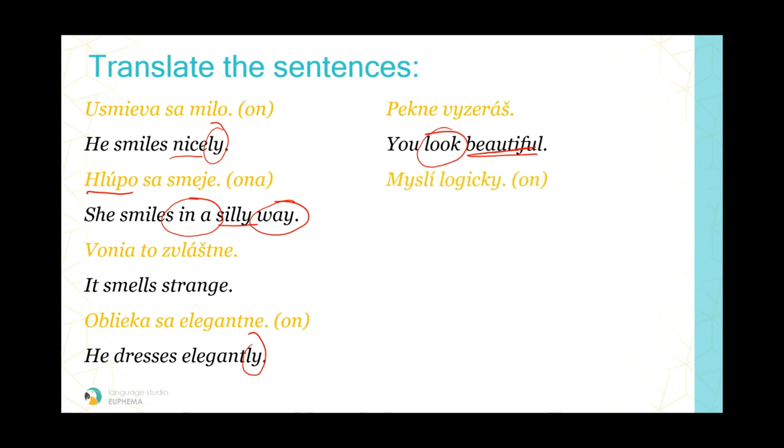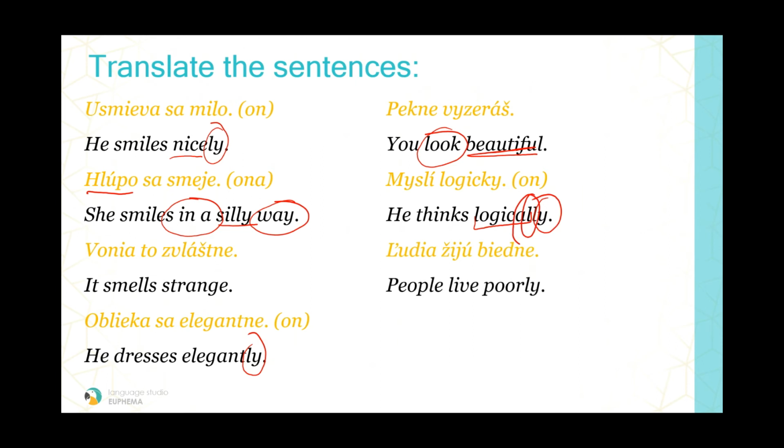Good. Myslí logicky. He thinks logically, right? So logical plus ly, right? So he thinks logically, double L. Ľudia žijú biedne. People live poorly. Poorly, right? And finally, dobre učí. Remember, this one is irregular, right? So he teaches not good or goodly, but well.